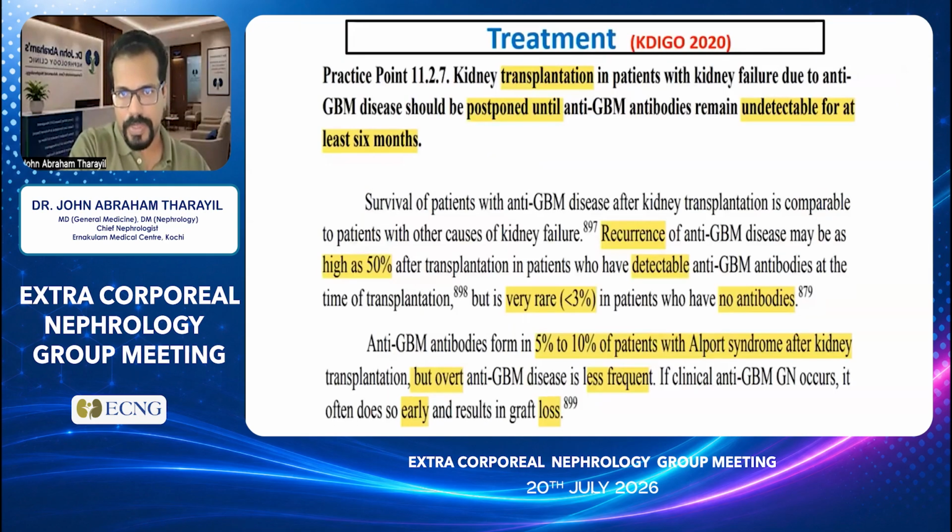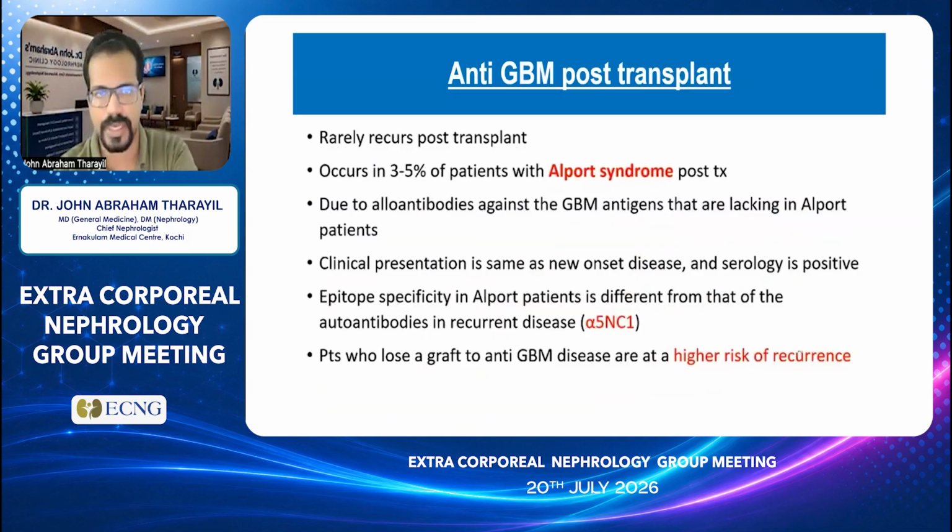Kidney transplantation in patients with kidney failure due to anti-GBM disease should be postponed until anti-GBM antibodies remain undetectable for at least 6 months. Recurrence of anti-GBM disease is 50% after transplant in patients who have anti-GBM antibodies at the time of transplantation. Nowadays, with good treatment, it is very rare, less than 3%, in patients who have no antibodies. Anti-GBM antibodies form in 5 to 10% of patients with Alport syndrome after kidney transplant, but overt anti-GBM disease is less frequent. And if clinical anti-GBM glomerulonephritis occurs, it often does so early and results in graft loss.